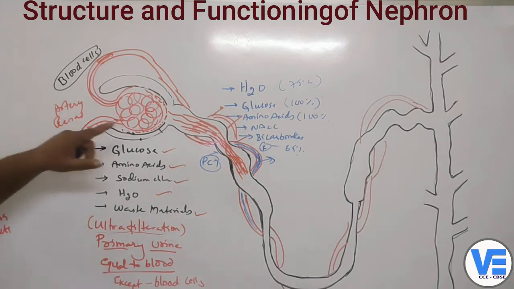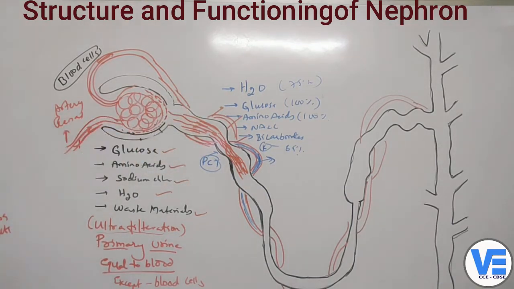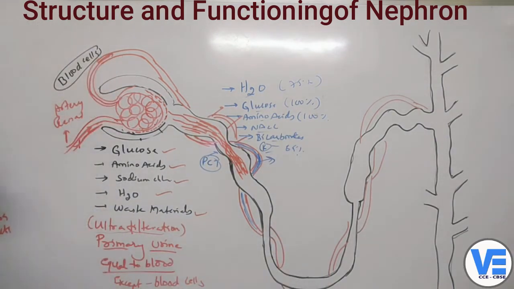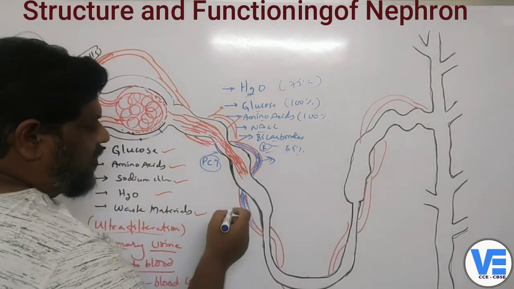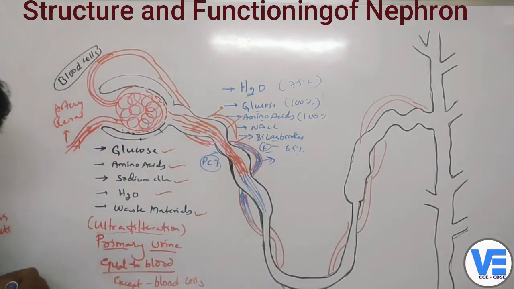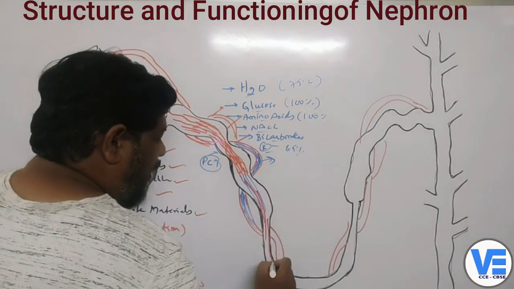This is called tubular reabsorption. Water, glucose, amino acids, NaCl, bicarbonates, potassium, whatever was there in the primary urine, has now entered into the blood vessel. This is called tubular reabsorption. After this process, the blood will keep on moving, and they will come to the next stage, which is called the loop of Henle.